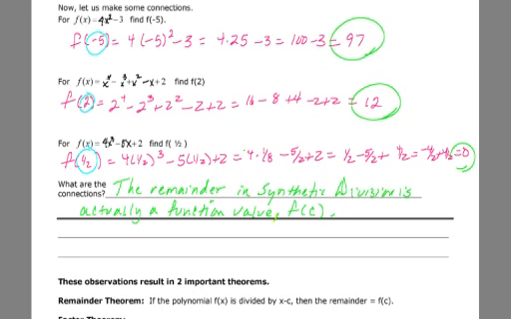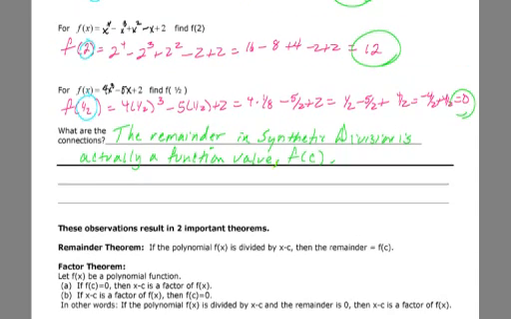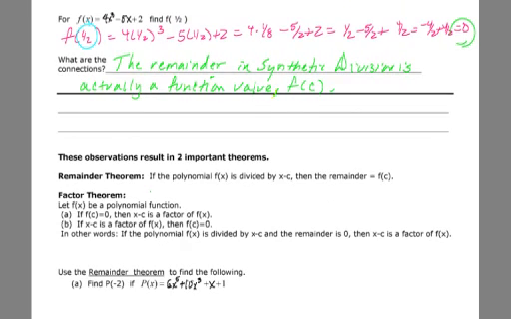Okay, well this result that we come up with, where the remainder as a function value, is actually stated as a remainder theorem, and another observation, when the remainder is 0, is stated as a factor theorem. So let's look at the two theorems. The remainder theorem says this: if a polynomial function f of x is divided by x minus c, which is what we did on the previous page, then the remainder is equal to a function value f of c. So if you're dividing by x minus c, the remainder is actually the function value f of c.